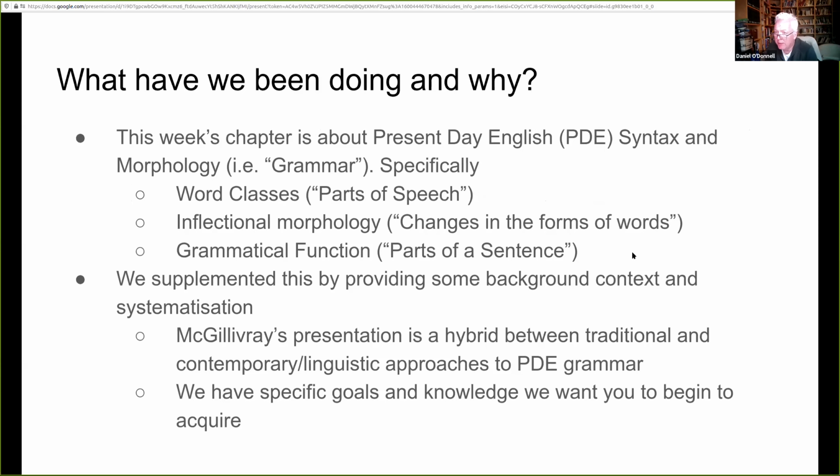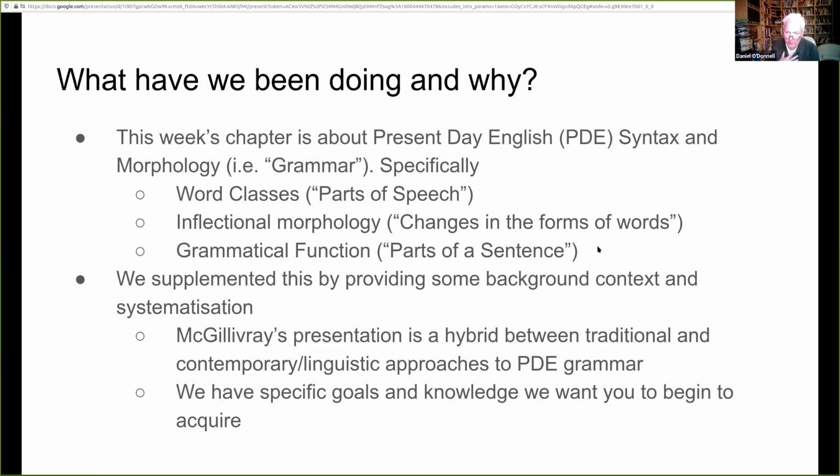So what have we been doing? This class this week, and the beginning of last week, has been about the grammar of present-day English, the syntax and morphology of present-day English. Specifically, we've been looking at three different things. We've been looking at word classes, also known as parts of speech, inflectional morphology, in Murray's chapter known as changes in the forms of words, and grammatical function, which Murray is calling parts of the sentence. A quick note, that terminology difference is real. There are different ways of understanding grammar. Murray's presented you with one combination of multiple approaches, and we're presenting you with a slightly different one, which is a little bit more closely related to the way that it's taught in our linguistics department or linguistics classes, if you've taken that.